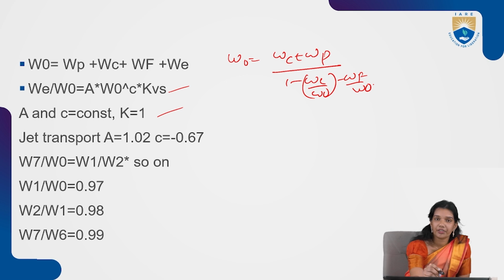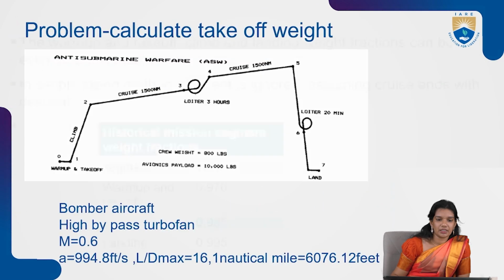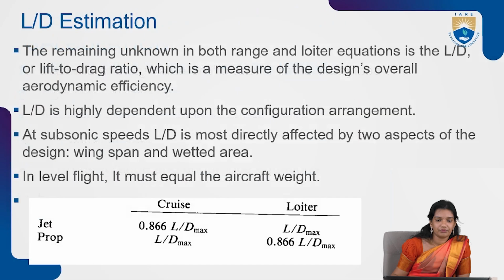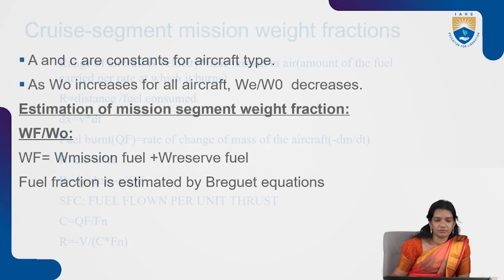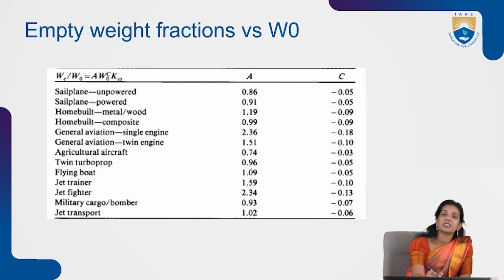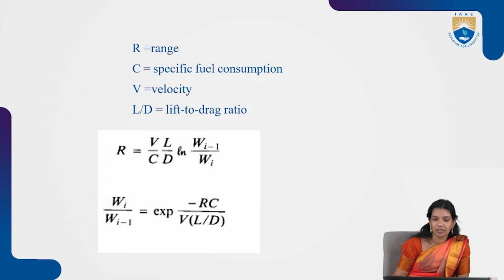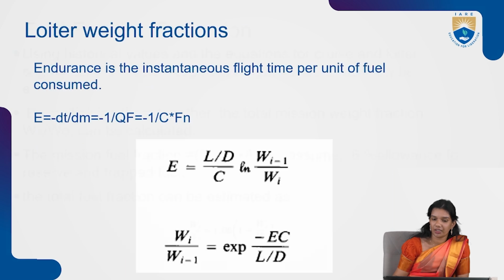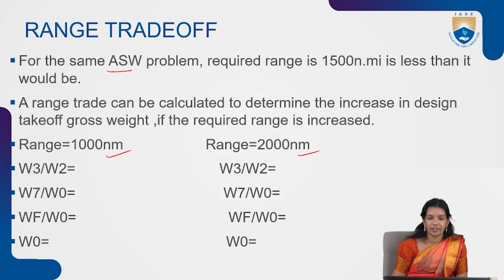A and C are going to be constants, which we are going to go and check over there. So for jet transport, A and C I have written here, but let us just go and see the table. What is A and C? Yeah. So for jet, we are saying it is a Boeing 787, so it is 1.02 and it is minus 0.06. Okay. So that is going to be my A and C value. Specific fuel consumption is not necessary to find out because it is already given in the question, right? All we have to calculate is L by D.